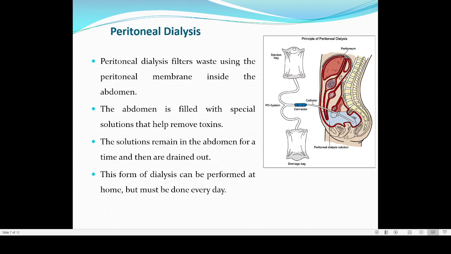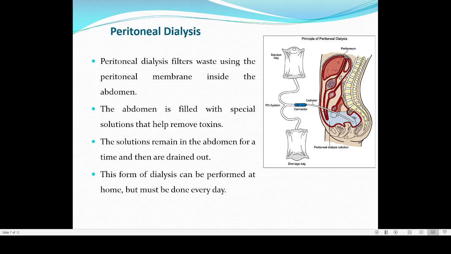I will show you one more picture of peritoneal dialysis. Here also you can see peritoneal dialysis. See, this is how peritoneal dialysis is normally done. So you can see that this is the mechanism by which they are doing it. Okay.